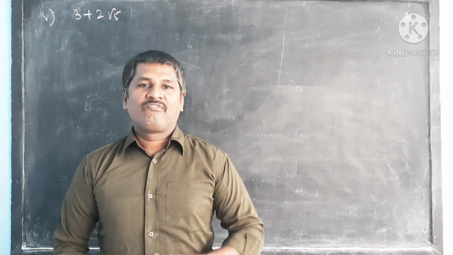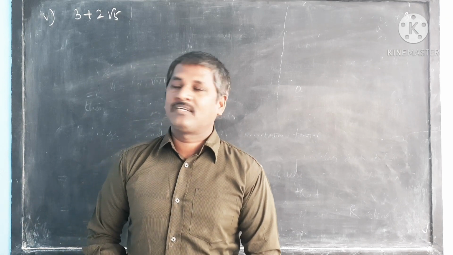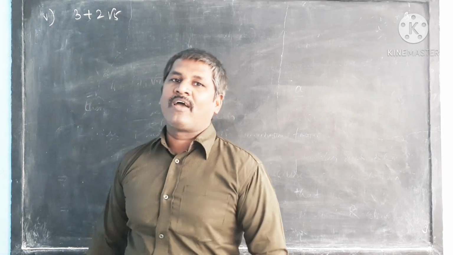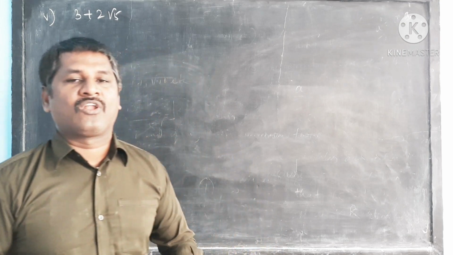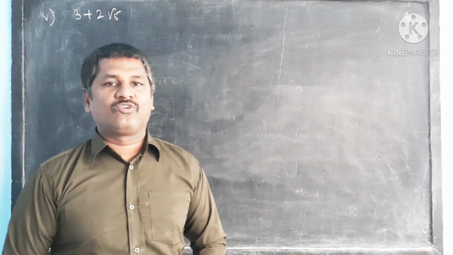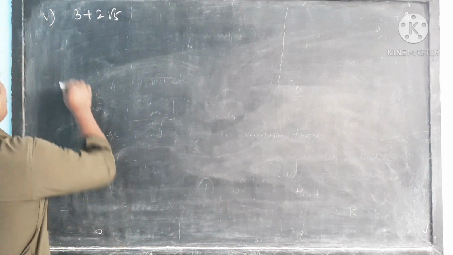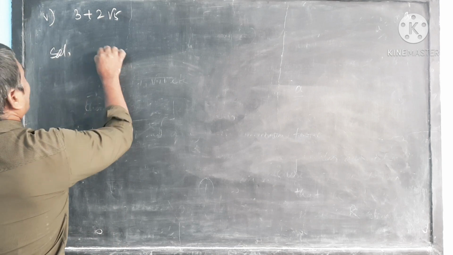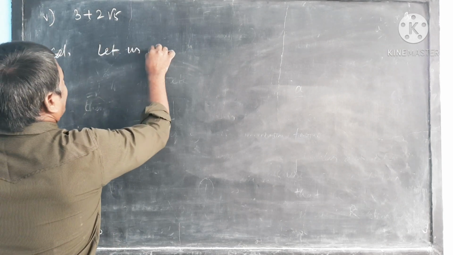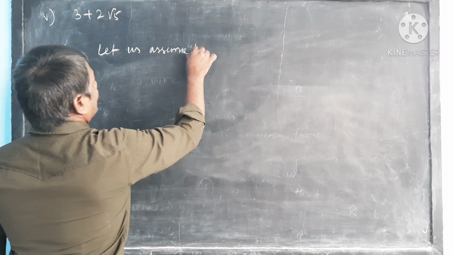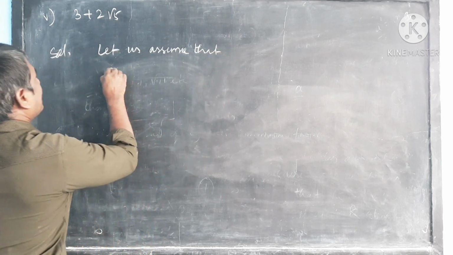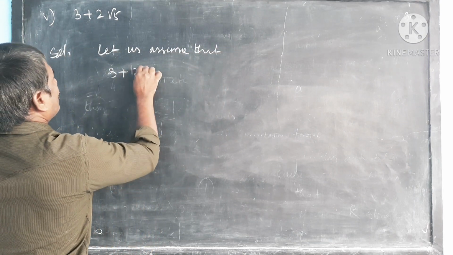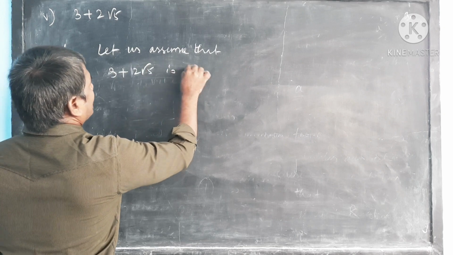Now let's move to the fifth question of the first bit. It is given that root 5 is an irrational number. Now you have to prove that 3 plus 2 root 5 is also an irrational number. Solution: let us assume that 3 plus 2 root 5 is rational.